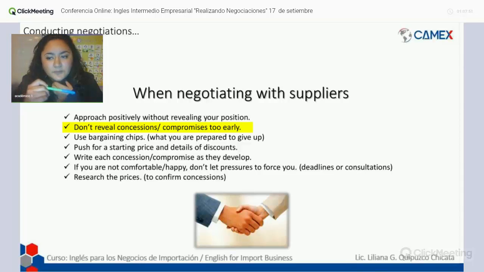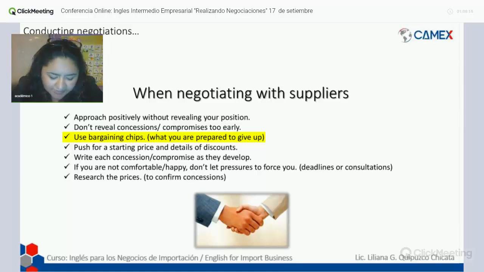No, I have to keep my compromise or my concessions to myself, because maybe I can get the $100 for the 100 pens, but because I spoke too much beforehand, I'm going to lose those 10 extra dollars. So I have to be smart. Then use bargaining chips. It means what you are prepared to give up.